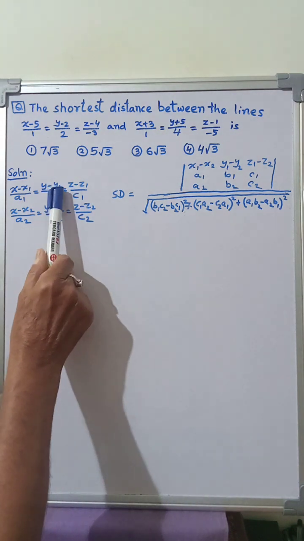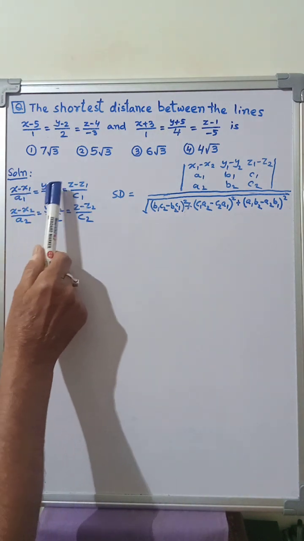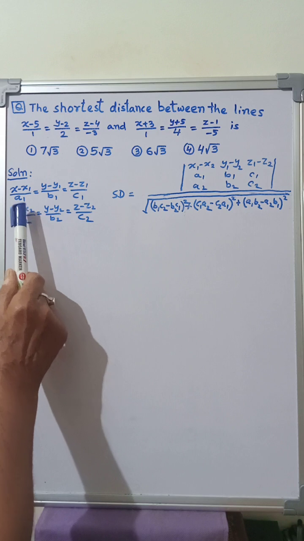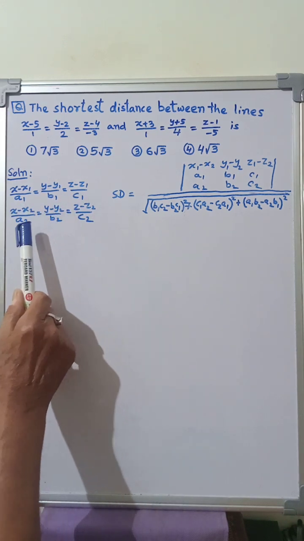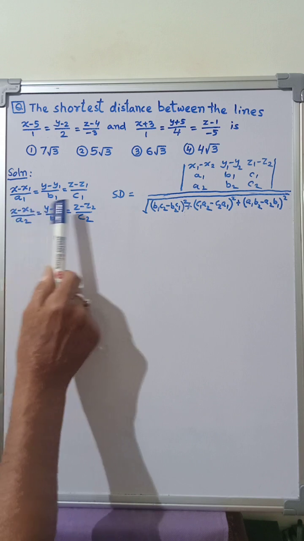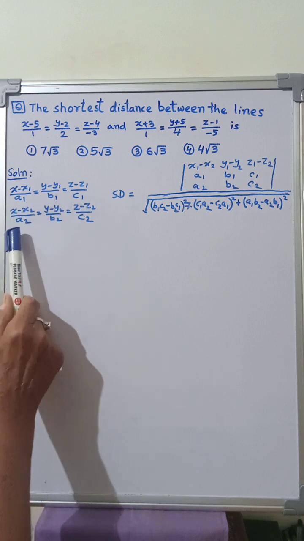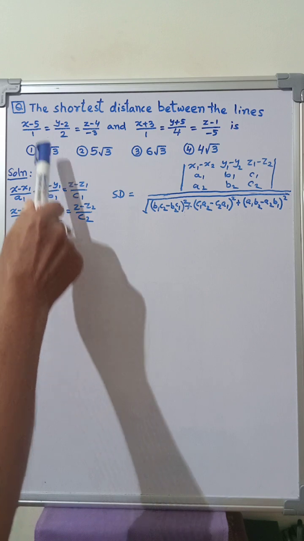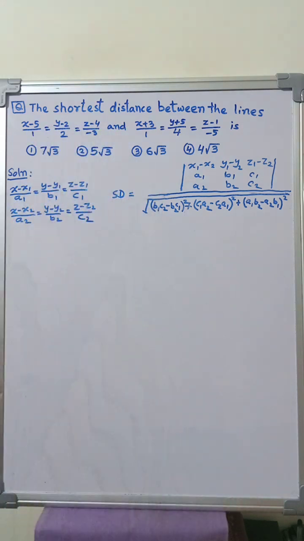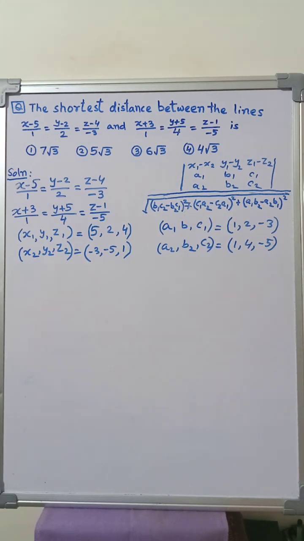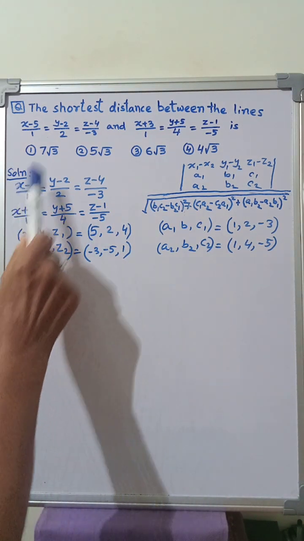Here the first straight line passes through the point (x1, y1, z1) and its direction ratios are a1, b1, c1. Similarly, the second line passes through the point (x2, y2, z2) and its direction ratios are a2, b2, c2. Now we will write the equations given in the question.